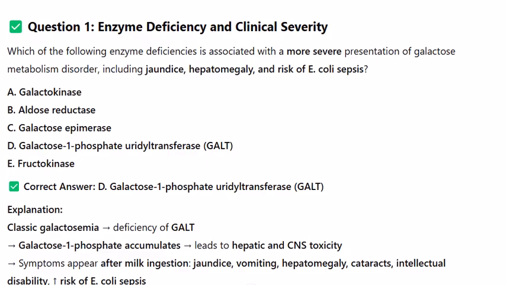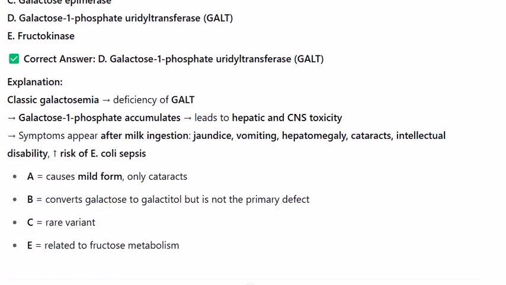E. Fructokinase. Correct answer D. Galactose 1-phosphate uridyl transferase. Explanation: classic galactosemia, deficiency of GALT. Galactose 1-phosphate accumulates, leads to hepatic and CNS toxicity. Symptoms appear after milk ingestion: jaundice, vomiting, hepatomegaly, cataracts, intellectual disability. Risk of E. coli sepsis.